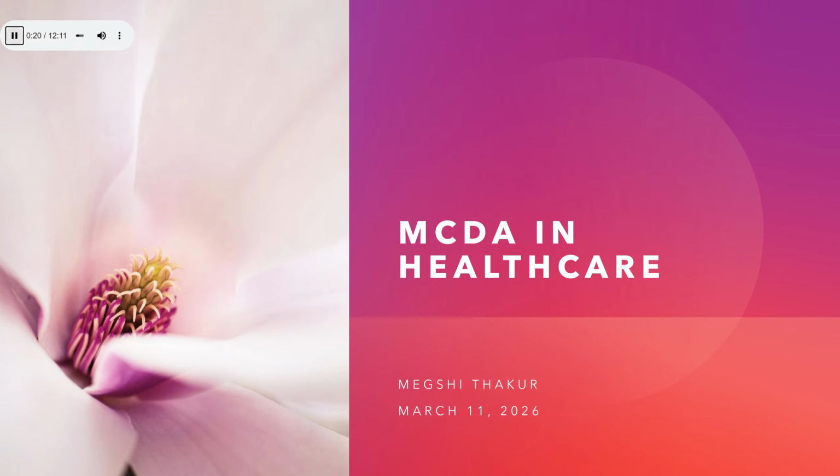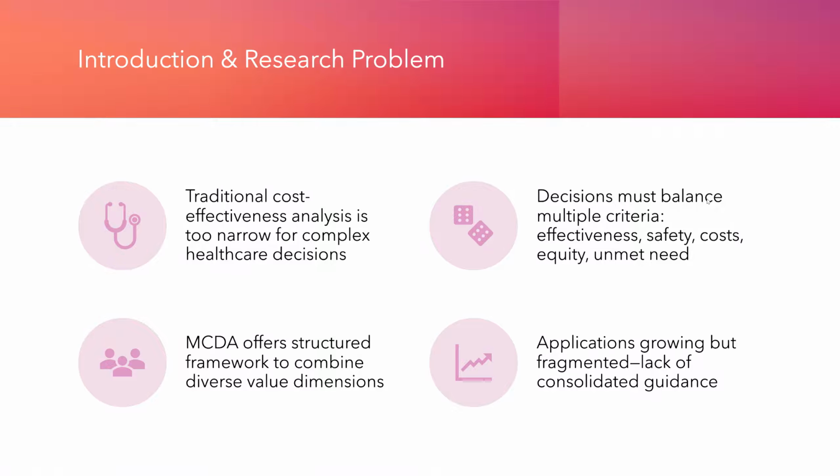Moving on to the second slide here, which is the introduction and research problem. All right, so you know how we usually evaluate healthcare interventions? We tend to focus on cost effectiveness, basically how much bang for your buck you can get in terms of quality adjusted life years. But here's the real thing. The real decisions are way more complicated than that. You have got to think about effectiveness, sure, but also safety, equity, how severe the disease is, and whether there are other treatment options, and the list goes on.